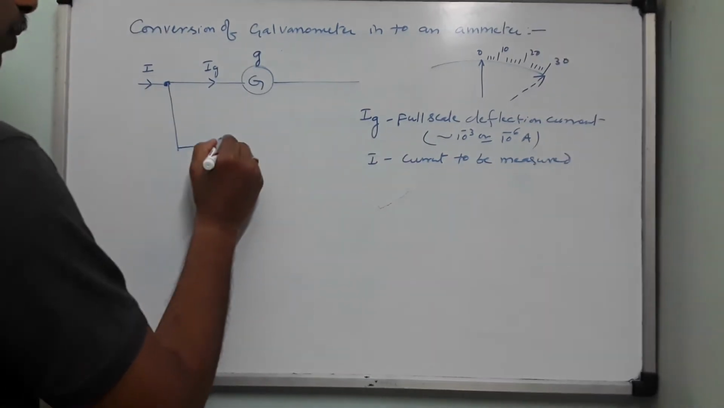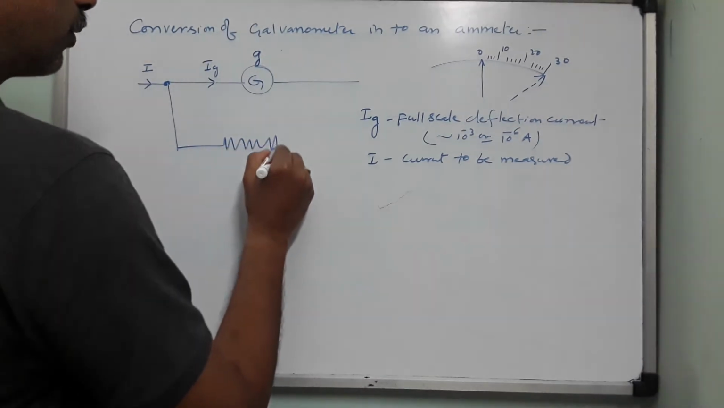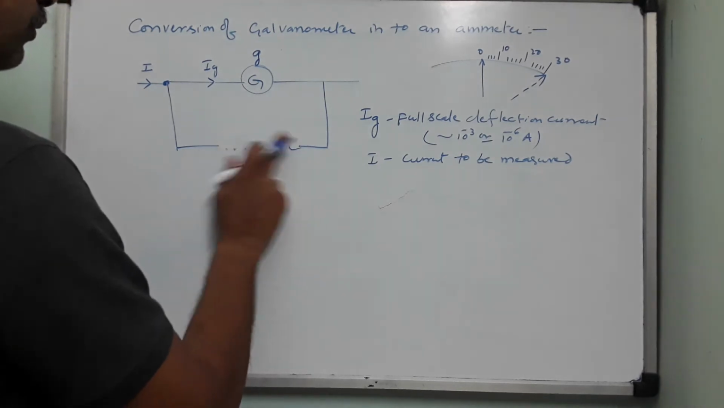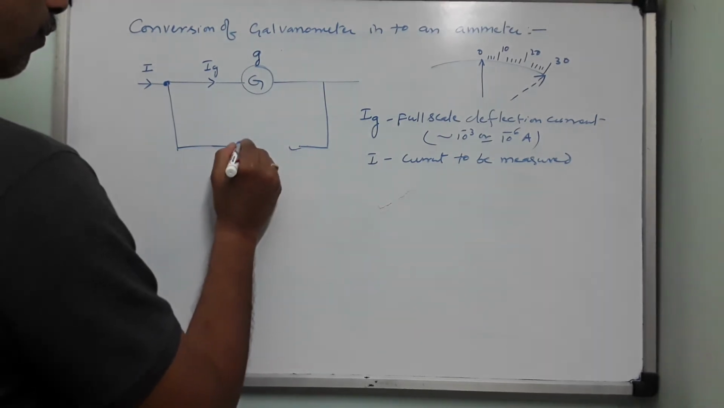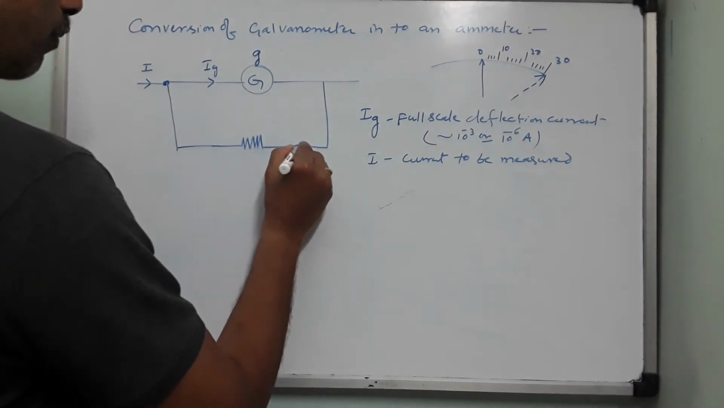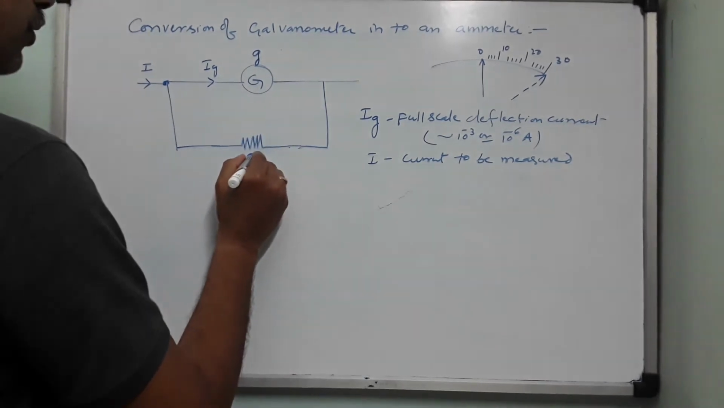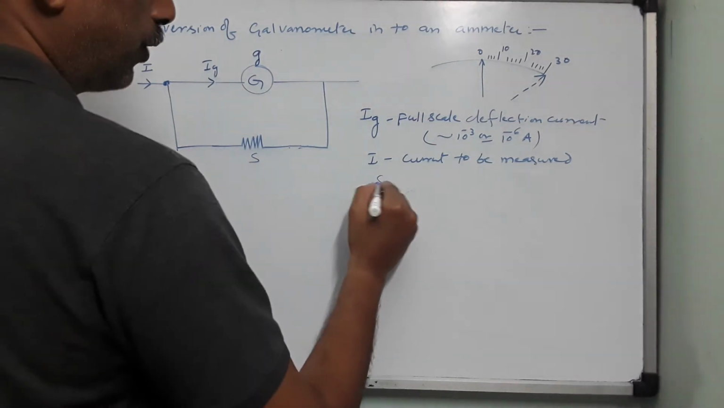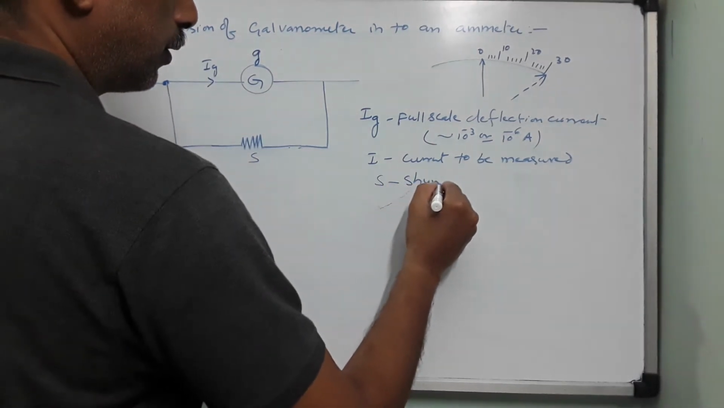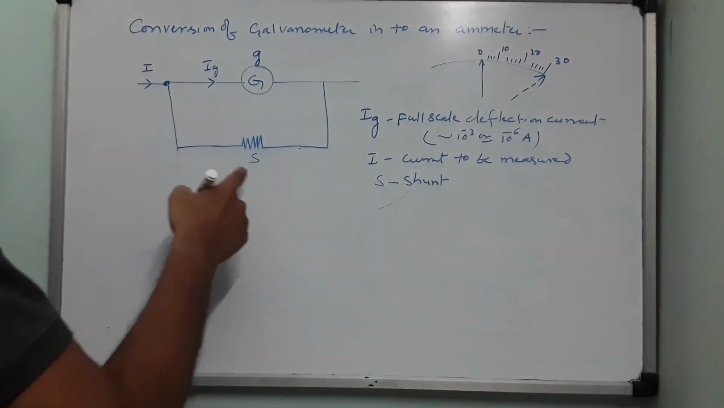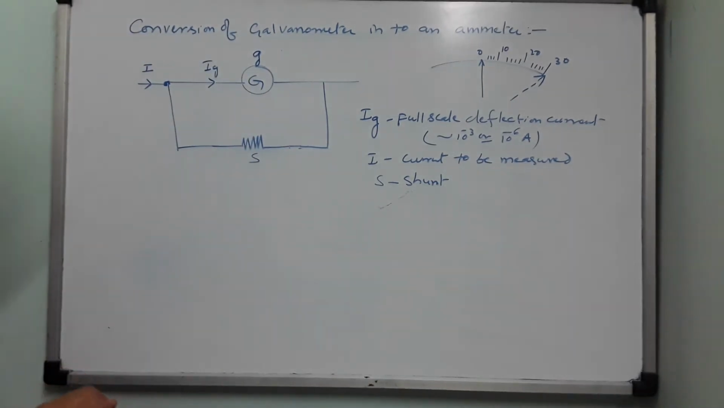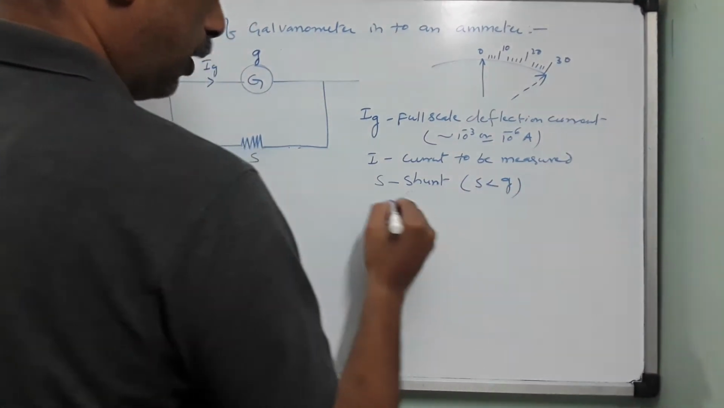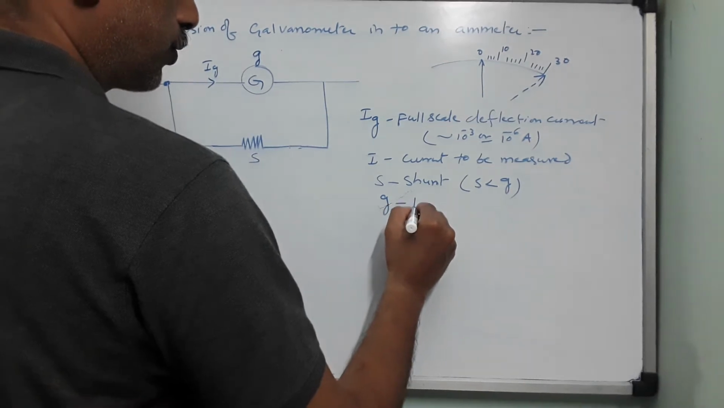So I have a small resistance, I name it as shunt resistance S. Remember children, this S, which is known as shunt, is very small as compared to the galvanometer's resistance. So S is very less as compared to G. Let me mention here, G is the resistance of the galvanometer.